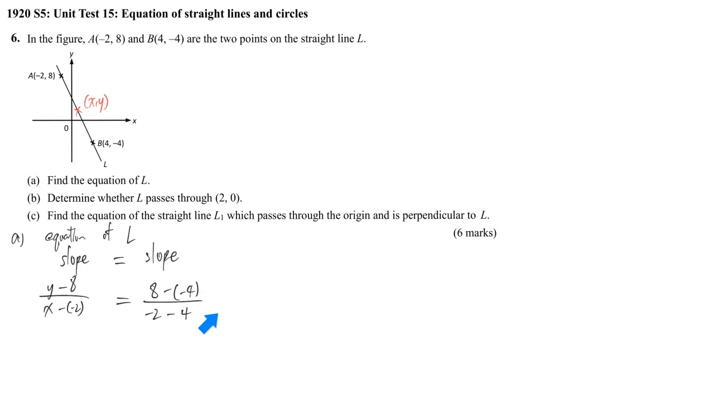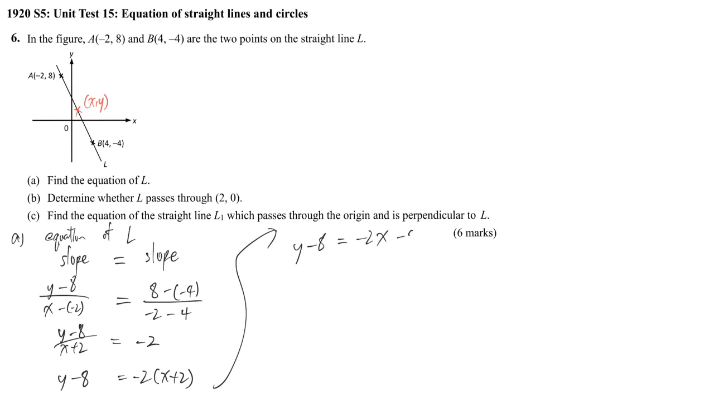And it's already the equation of the straight line. We just need to tidy up and make it into the favorable format. So y is equal to -2x plus 4. And that makes sense because the slope is -2, going downward, and also the y-intercept is between 8 and -4.